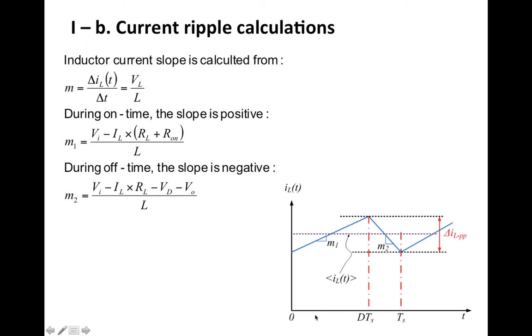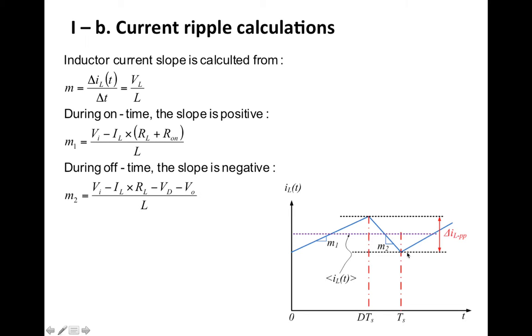During the on time, so when t is between 0 and d times the switching period, the inductor ramps up with a slope of m1. And from the relationship between inductor current and voltage, we know that the slope, which is basically the time domain derivative of the current, is the ratio of the voltage applied to the inductor and the inductance. So during on time, we just calculated the voltage that's applied to the inductor, VL, it's VI minus IL times RL plus R1, divided by the inductance.